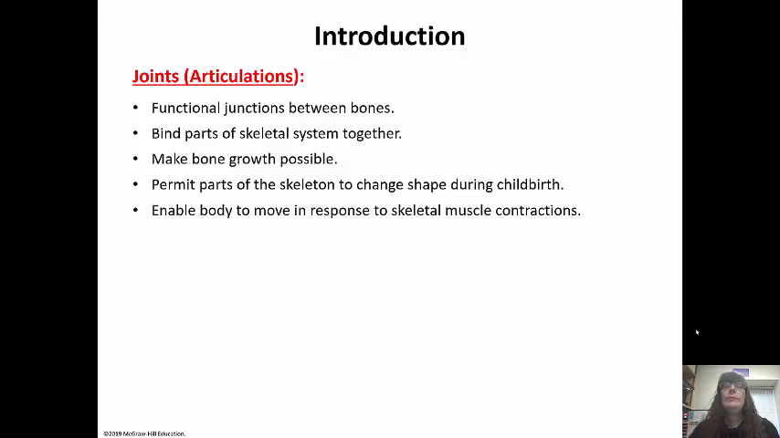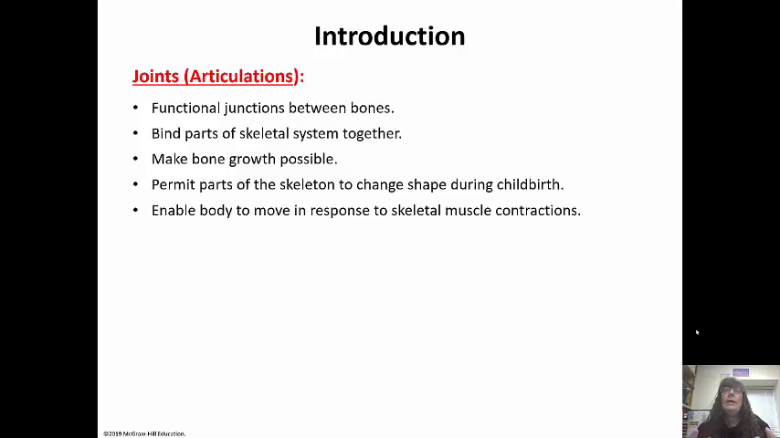So first off and most importantly, joints are also known as articulations, because they are basically the functional junctions between bones. So they articulate the bones together. They bind the parts of the skeletal system together so that the bones can actually work together in a more functional manner. They also make bone growth possible and permit parts of the skeleton to change shape during childbirth.